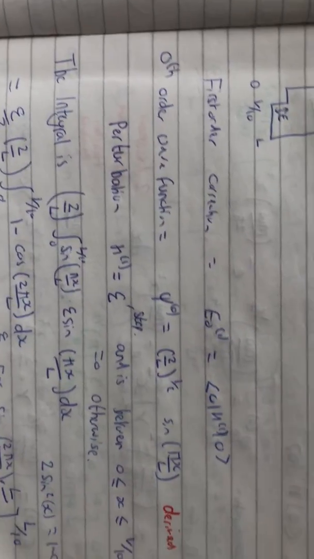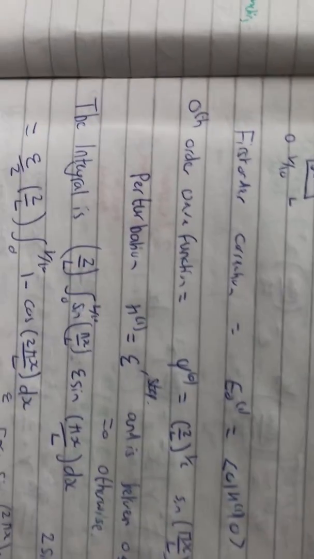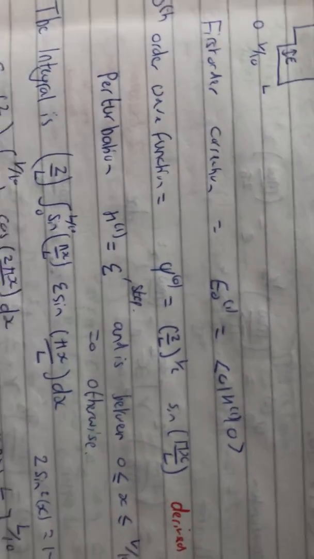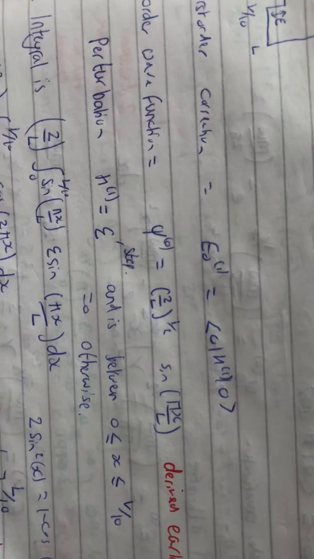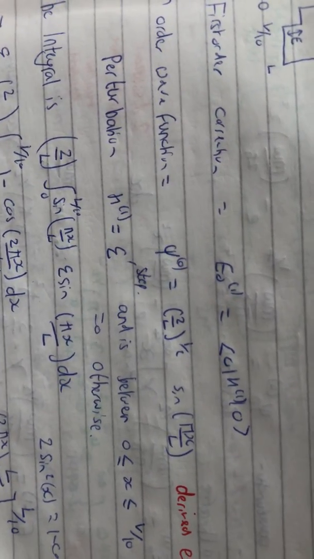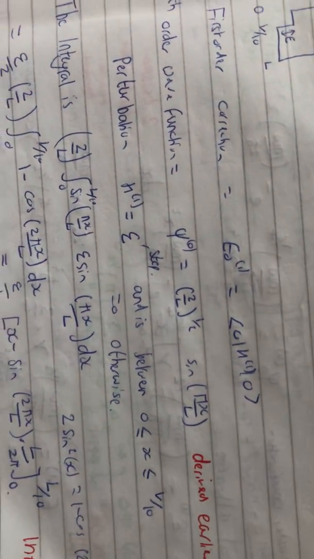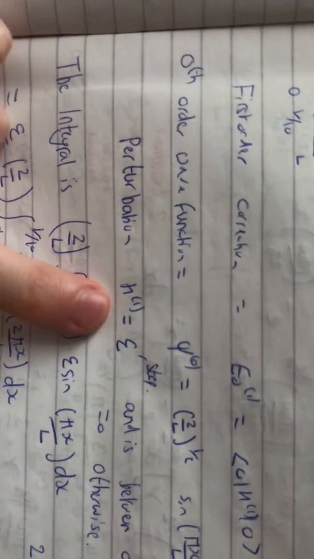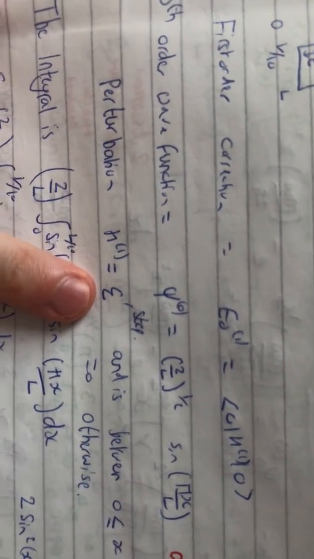So first order correction, we know this term now. The zeroth order wave function is this, which we derived earlier, in a previous video, I believe. That's something we need to know. The perturbation is equal to epsilon, that's the well step, and this is between 0 and L over 10. That's where x is, and it's equal to 0 otherwise.